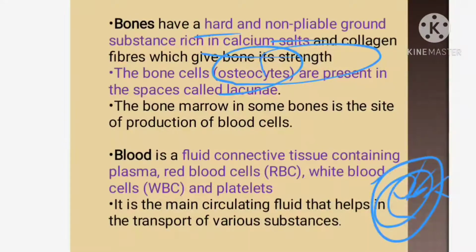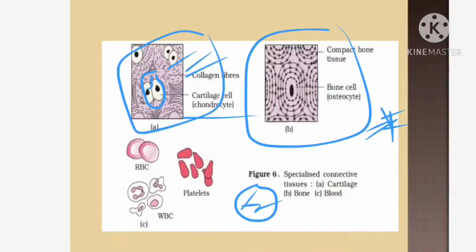In some of the bones, like the vertebra backbone, there is bone marrow. The cavity which is present inside the bone we call the bone marrow. If you imagine this is a bone, the cavity inside it is what we call the bone marrow.